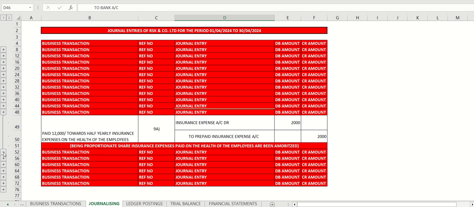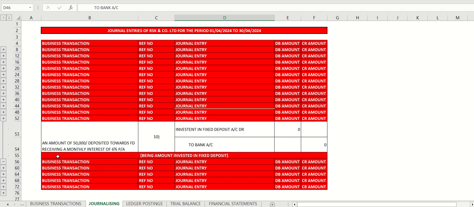Now let's move to the next business transaction. An amount of 50,000 deposited towards fixed deposit, receiving a monthly interest of 6% per annum. So what is the first business transaction? 50,000 has been deposited, which means this is an investment, investment in fixed deposit for RSK and Co, right? And what is the outflow? There will be an outflow of bank or cash.